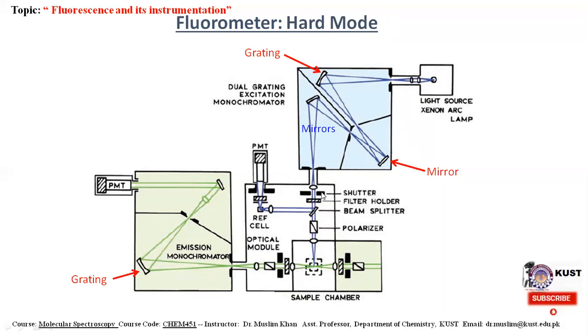First of all, here is a shutter, and then from the shutter there is a filter holder. You can see it. This is a filter holder, and then a beam splitter, which splits the beam. Half of the beam is going to the reference cell, where we are keeping our reference solution, and half is going to the sample holder.